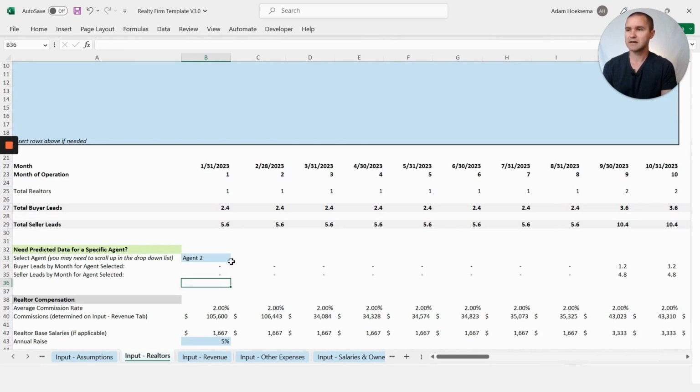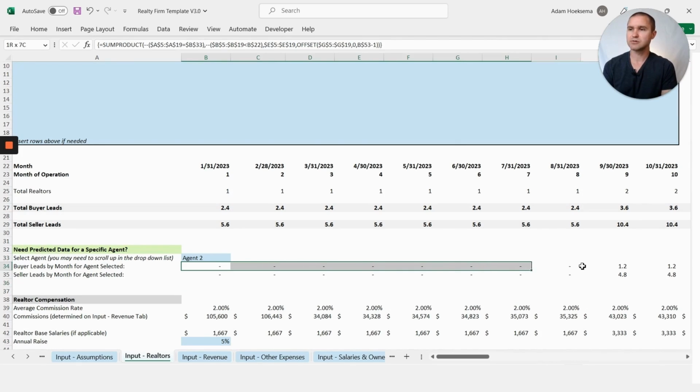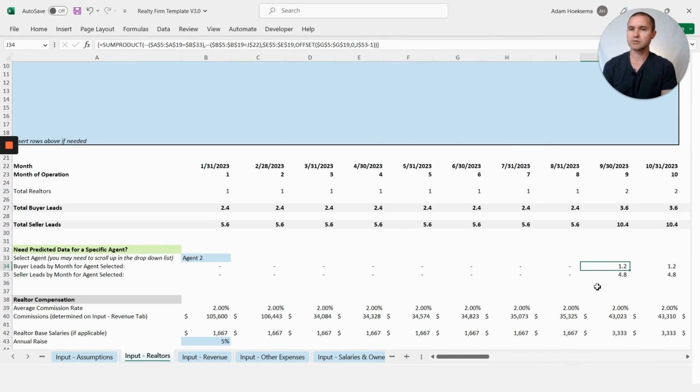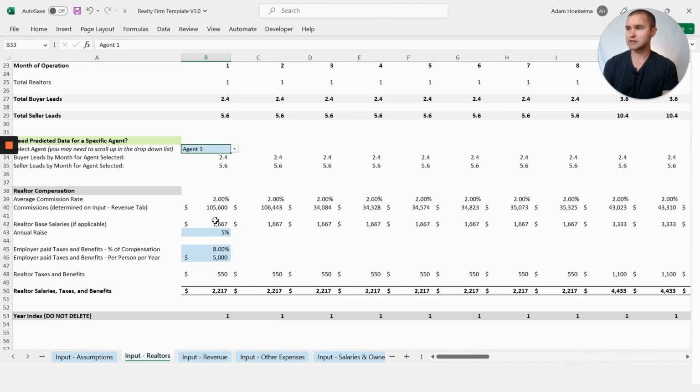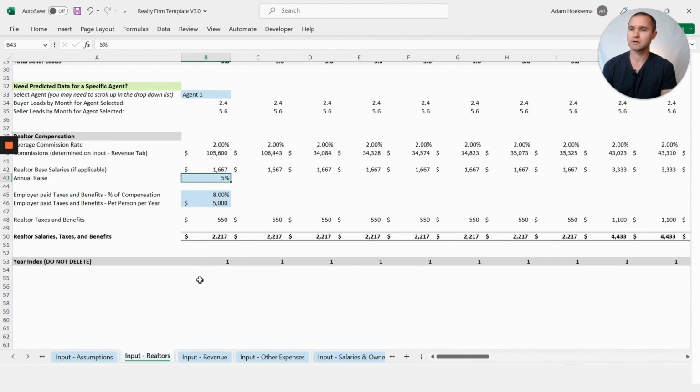So we see that when we selected agent 2, we have no leads for the first 8 months, but then in month 9, we see those leads start to come in, right? So that's how that works. And then we can just see some additional calculations here on what the average commission rate and the commissions paid out would be based on those assumptions. And if you plan to give a raise on the base salaries for those agents, you can do that here. And you also have your employer paid taxes and benefits here per realtor.